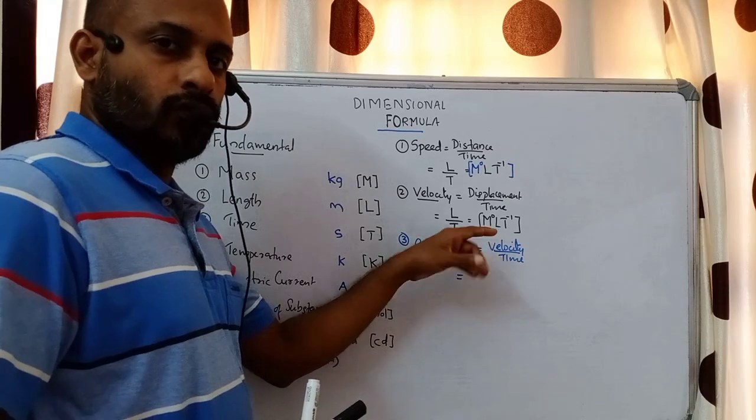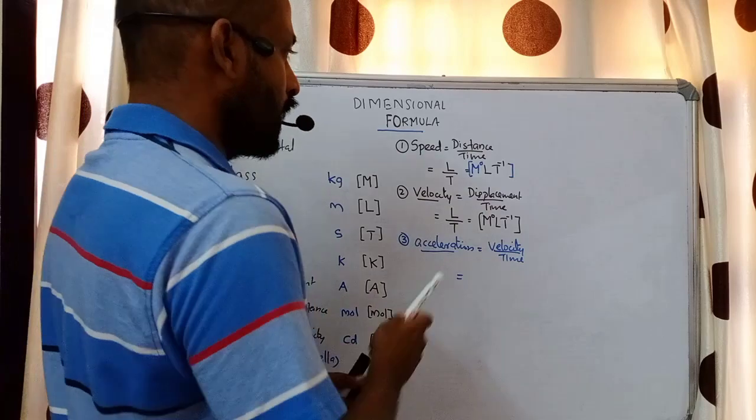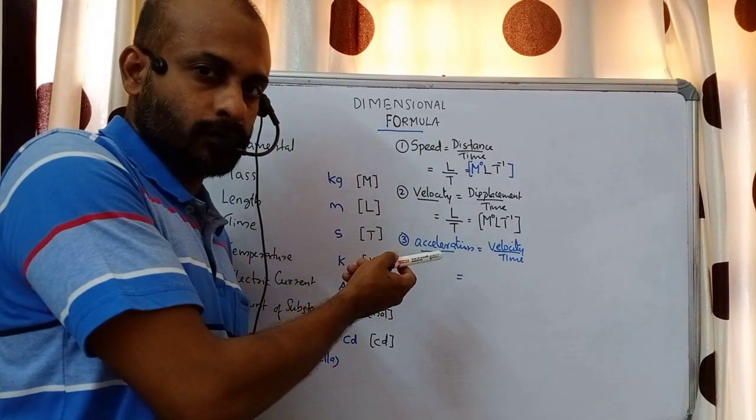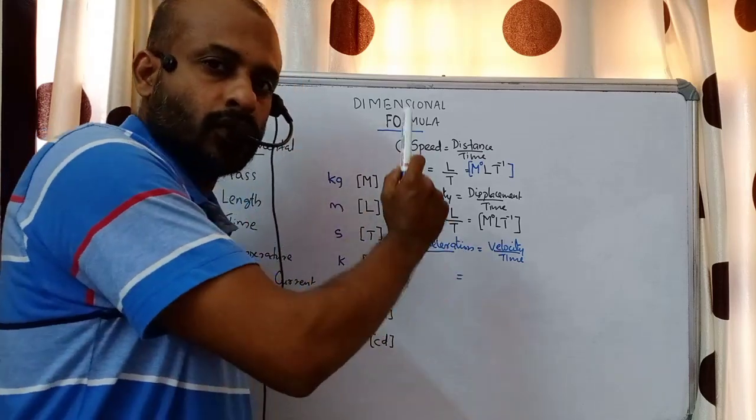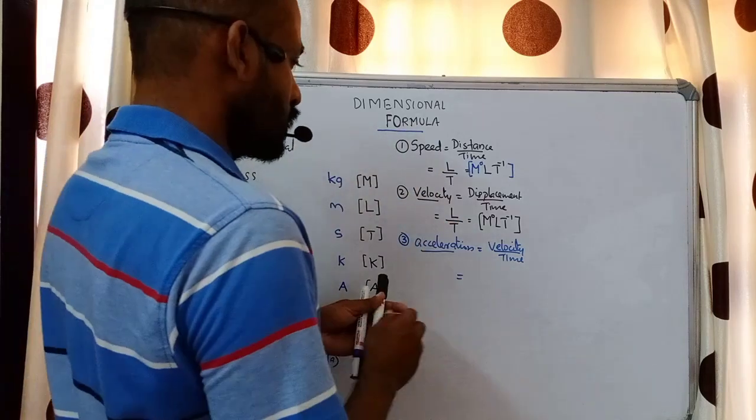Otherwise, what will you do? We need to remember the equation of velocity, so that method I will explain. Otherwise, you need to learn by heart all the dimension formulas. It is practically impossible. So do one thing. You are supposed to know the equation. If you know every equation, then easily you can find the dimension formula. So velocity. What is velocity?